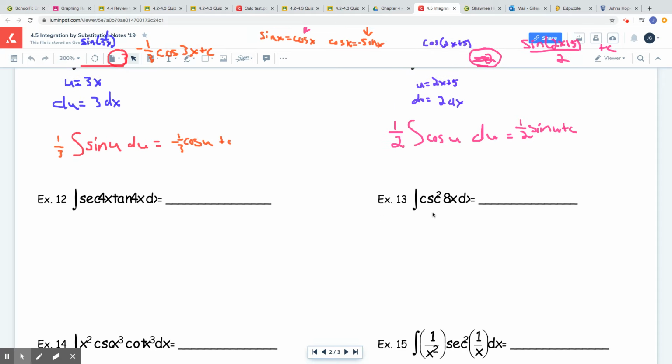All right. We'll do 12 and 13. Now, this one, you're like, wait, we have 2 trig functions, secant and tangent. That's okay. They are to the same power. As long as they're the same power, you're fine.